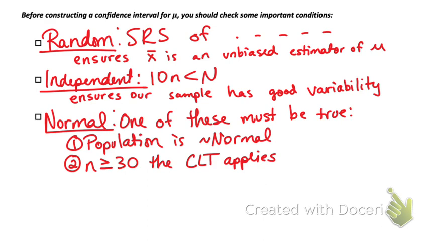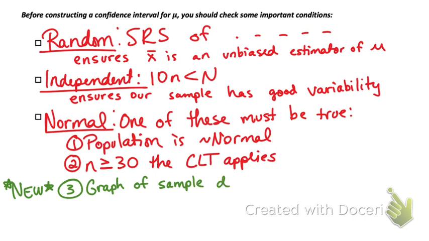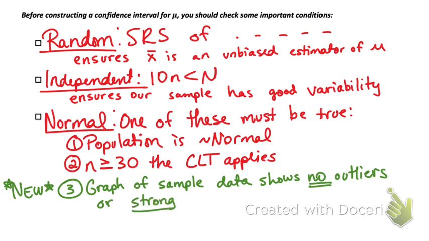Guess what, you guys? There's actually a third way. I'm so excited. This is new. Breaking news, ladies and gentlemen. There is a third way. Oh boy. Ready? The graph of sample data shows no outliers or strong skewness.